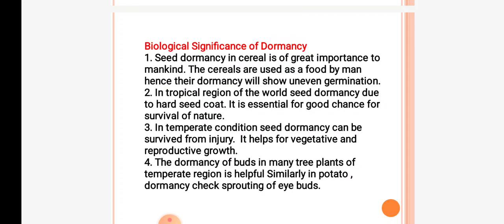In tropical regions of the world, seed dormancy is due to hard seed coat. It is essential for a good chance for survival in nature. In temperate conditions, seed dormancy helps seeds survive from injury. It helps for vegetative and reproductive growth. The dormancy of buds in many tree plants of temperate regions is helpful. Similarly, in potato, dormancy checks sprouting of eye buds.